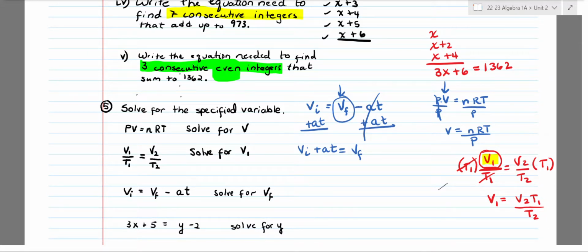The last one. I don't have another color. Yes, I do. I'll go with orange. So I have 3x plus 5 equals y minus 2, and we're solving for y. So that means we just have to get rid of the negative 2. So we'll do plus 2, plus 2. And so now you have 3x plus 7 equals y.